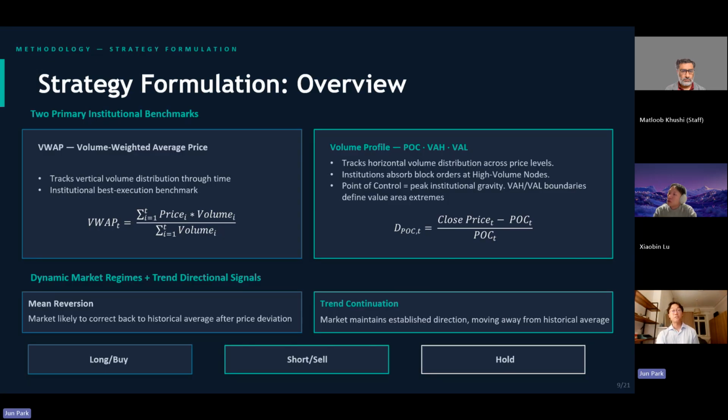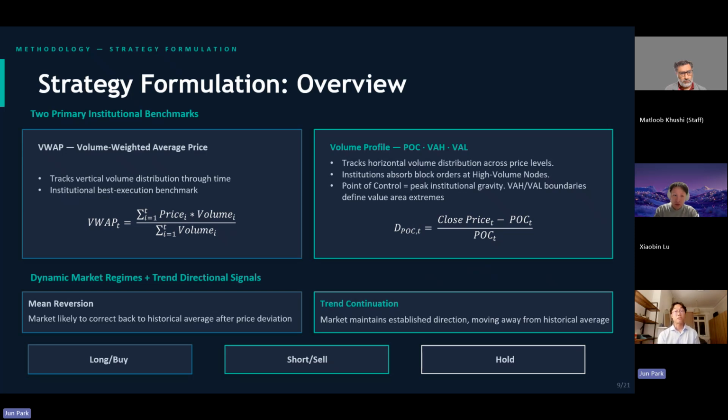So stage 2 covers strategy formulation, which is grounded in the theoretical claim that institutional reliance on specific execution benchmarks creates observable price dynamics. So that first anchor, like I said, was the VWAP. Institutional algorithms are judged directly against that metric to determine if an execution desk achieved a good price for a client block order. Therefore, when the spot price aggressively deviates from this mean, it signals an imbalance between immediate retail order flow and institutional consensus, creating almost like a mean reverting rubber band effect.